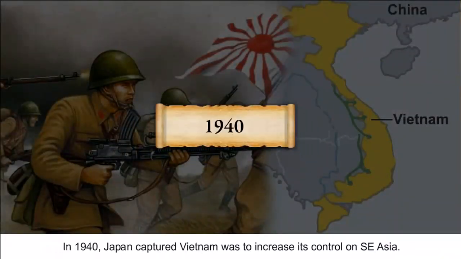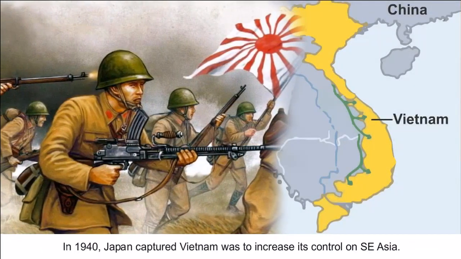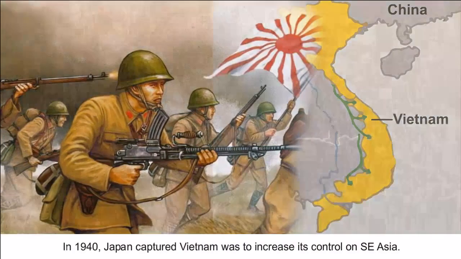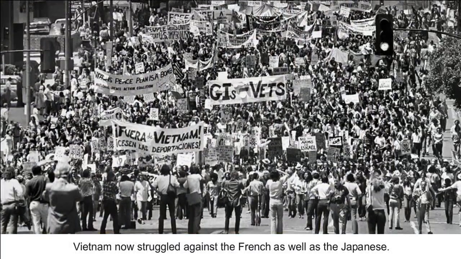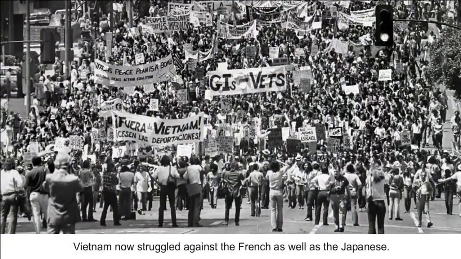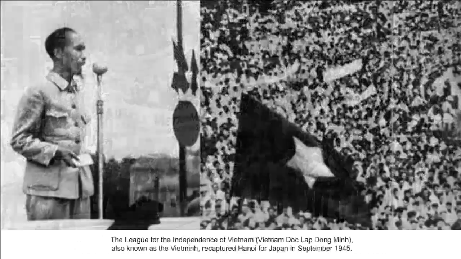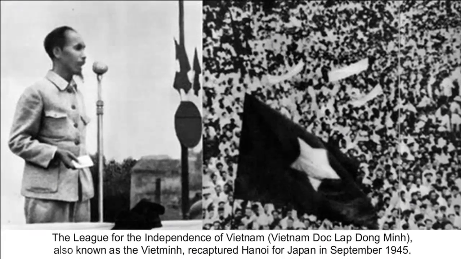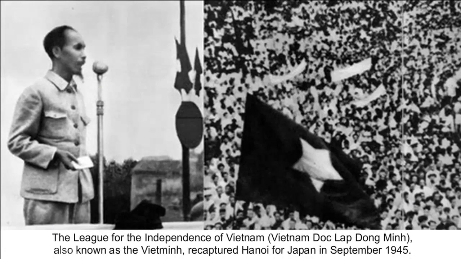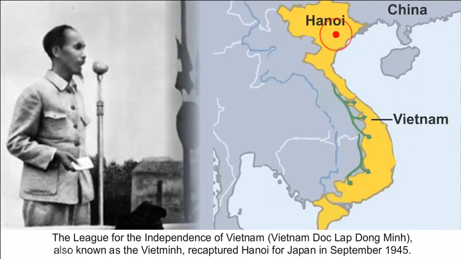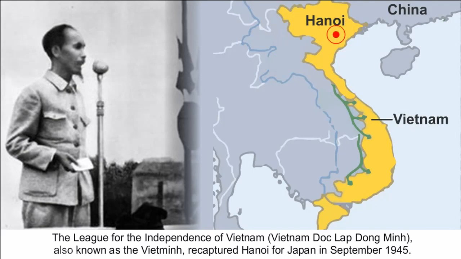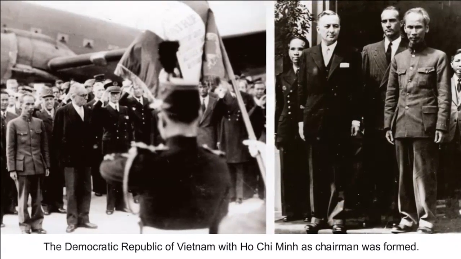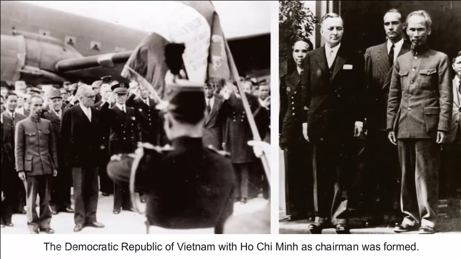In 1940, Japan captured Vietnam to increase its control on Southeast Asia. Vietnam now struggled against the French as well as the Japanese. The League for the Independence of Vietnam, Vietnam Doc Lap Dong Minh, also known as the Viet Minh, recaptured Hanoi from Japan in September 1945. The Democratic Republic of Vietnam, with Ho Chi Minh as chairman, was formed.